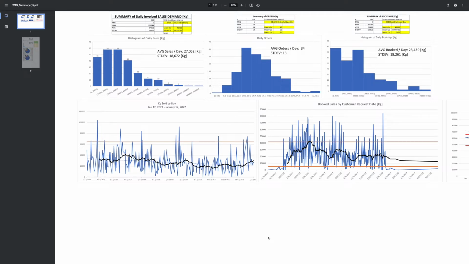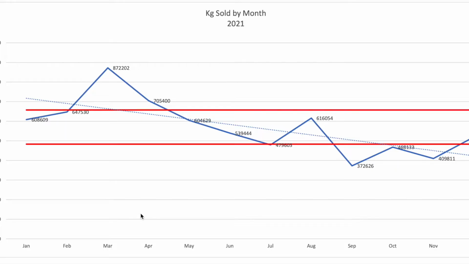But that said, we looked at average bookings per day, which was about 24,000 kilograms compared to about 27,000 kilograms being sold. So that's interesting, that difference. So why would we have fewer booked sales on average than sold? You could be in a time of declining sales, which in this example we are.